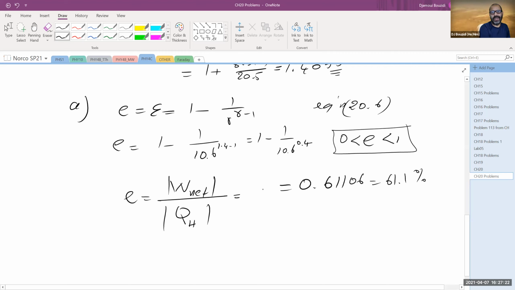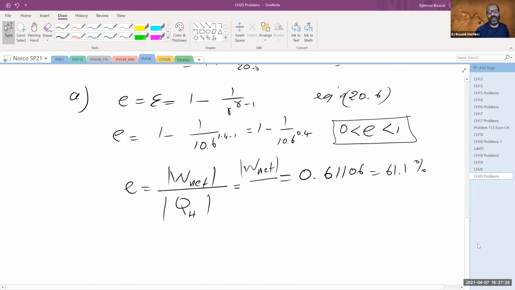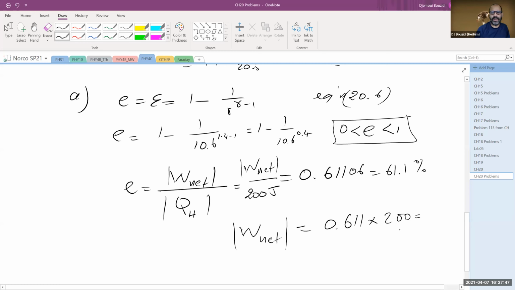Since I know this ratio is actually the same thing as the work that is done in this engine divided by the heat, and the heat is given to me. It's 200 joules that is added. So this is divided by 200 joules. From here, I can find what that net work is. So the net work that this engine does in each cycle is going to be 0.611 times 200. And that is, 2 times 1 is 2, 2 times 1 is 2, 2 times 6 is 12. So it's 122 joules. I have 3 sig figs in this problem all the way through. So that answers that question.